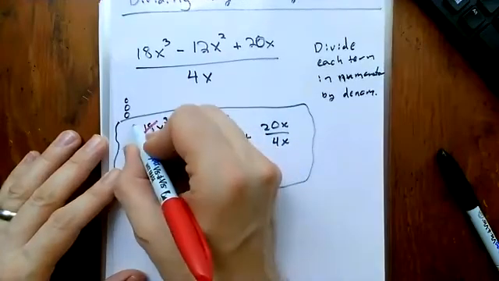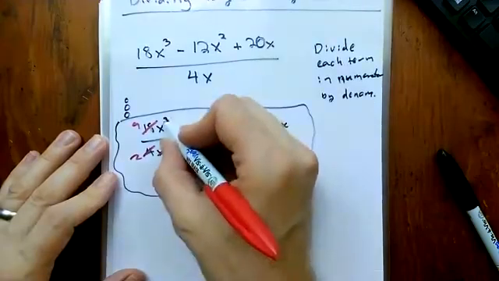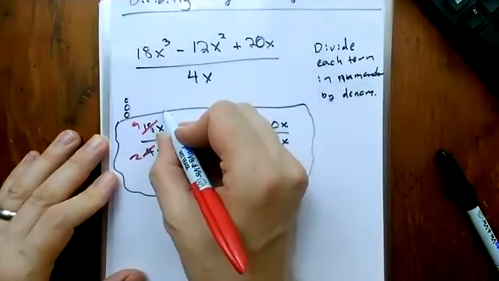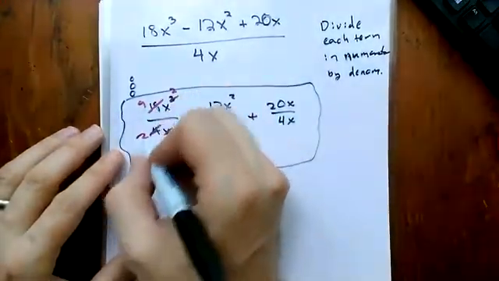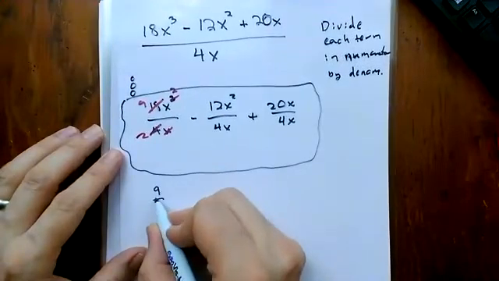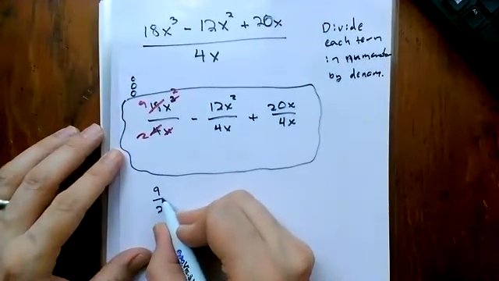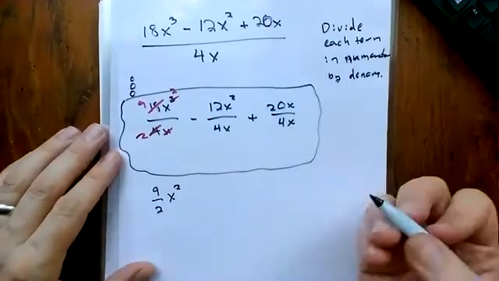So 2 goes into here 9 times. That goes into here twice. And then it looks like I'm left with an x squared up top. So my answer here would be 9 halves and an x squared. And you could write this as 9x squared over 2, or you could write that as 9 halves x squared.